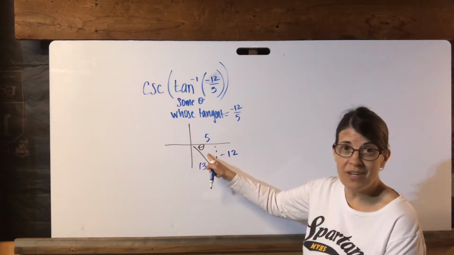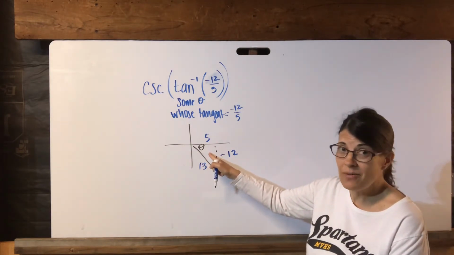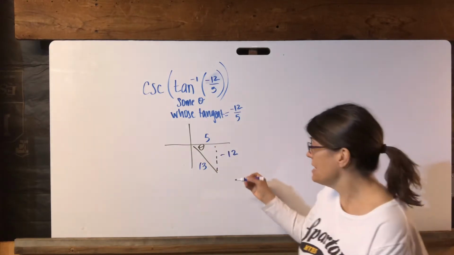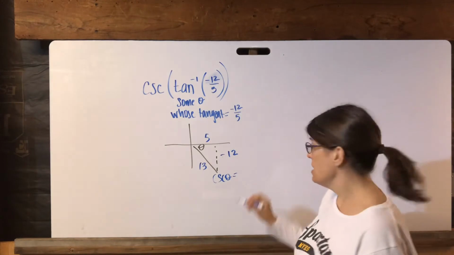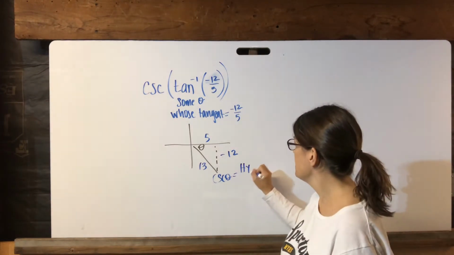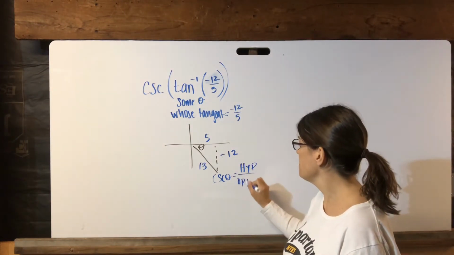It's in fourth quadrant. That's all that matters. I don't know its measure, and I don't need to know its measure. So cosecant is the reciprocal of sine. So the cosecant is hypotenuse over opposite from SOHCAHTOA.